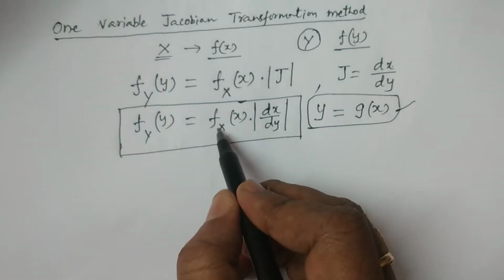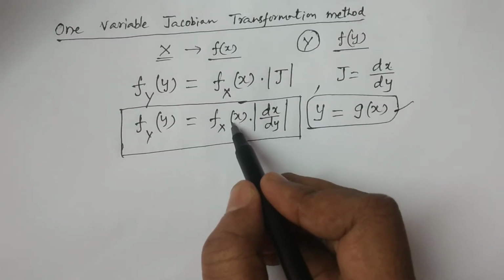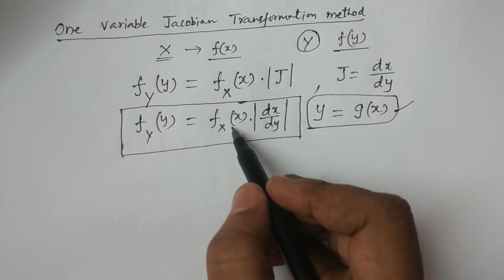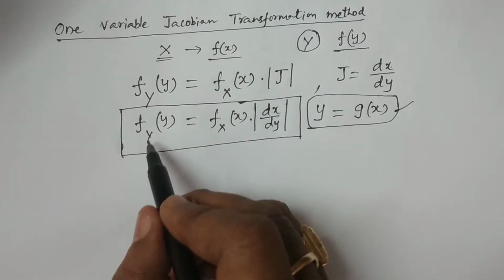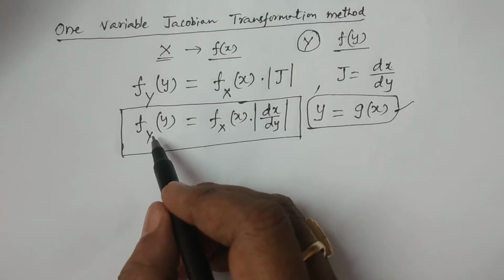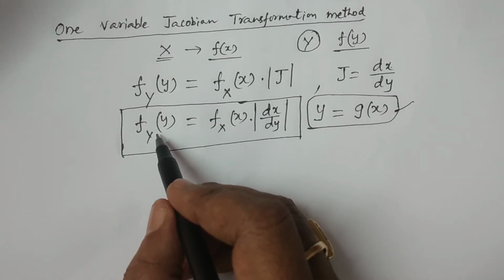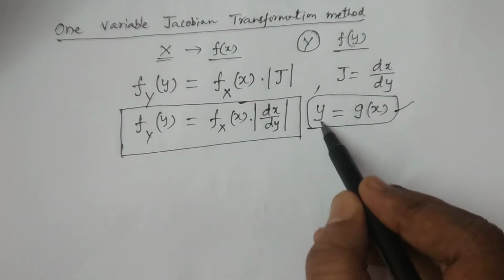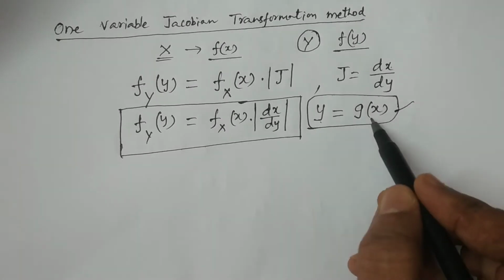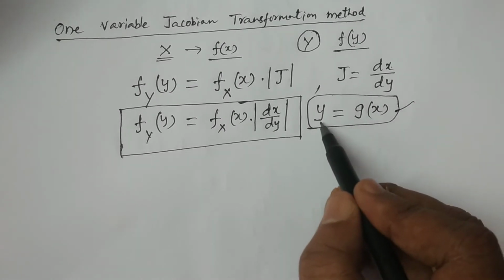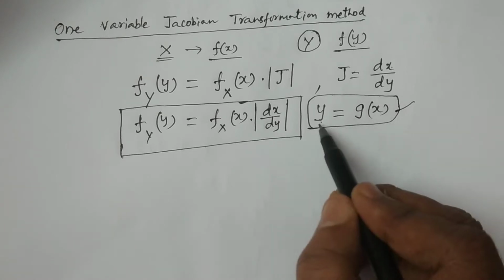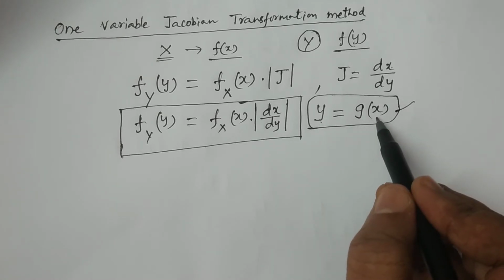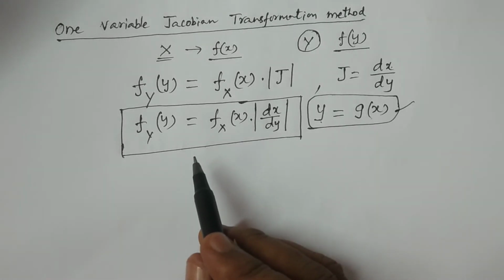So what is fx of x? It is the probability density function of the known variable. What is fy of y? It is the probability density function of the unknown variable. If we have a relation between y and x, the variable y depends on the variable x, that is, it is a function of the variable x, then only it can be calculated.